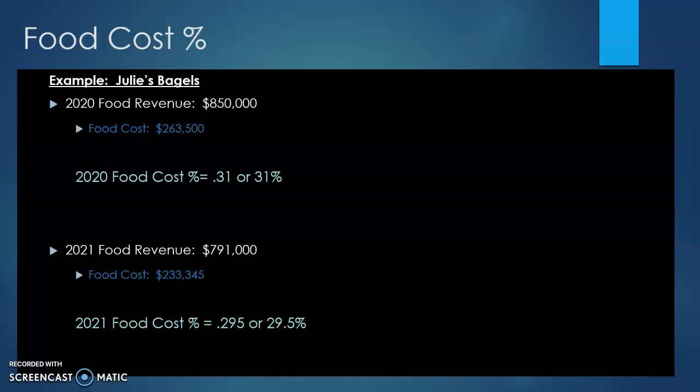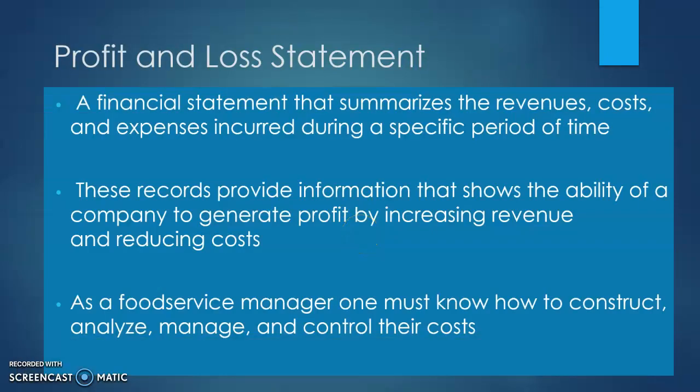Now we're going to compare that to her 2021 food revenue, which was actually lower than her 2020. So her 2021 food revenue was $791,000, and her food cost was $232,345. If we put that into our formula, we find out that her food cost percentage was actually lower, which means that she had more money to spend in 2021 in comparison to 2020 on all of her other expenses and or potentially her profit, okay?